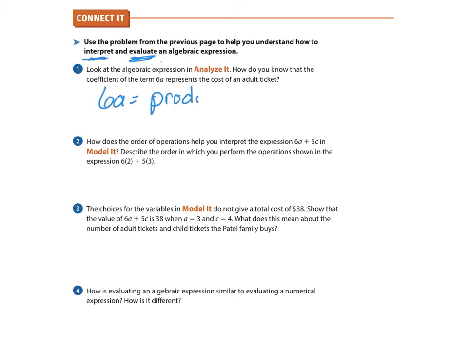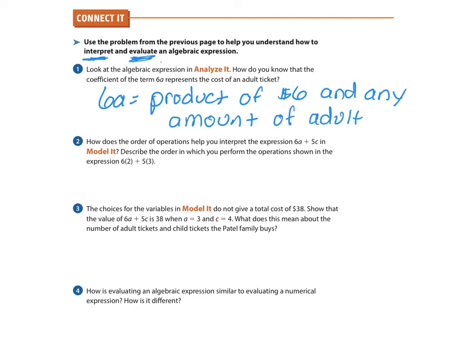Remember, product is the answer to a multiplication problem of $6 and any amount of adult tickets. They tell us that. So I'll write this. You guys take a second. If you need to pause at any point, remember that pause button is there for you. There's no rush. Okay, so we know that 6A is the product of $6 and any amount of adult tickets. Doesn't matter how many, any amount.